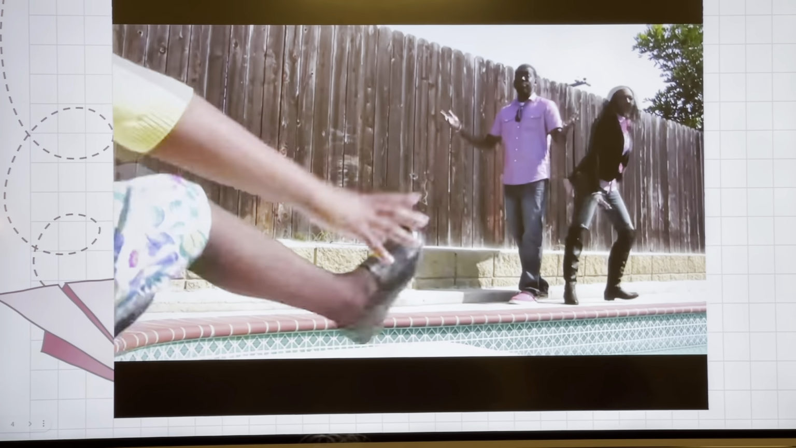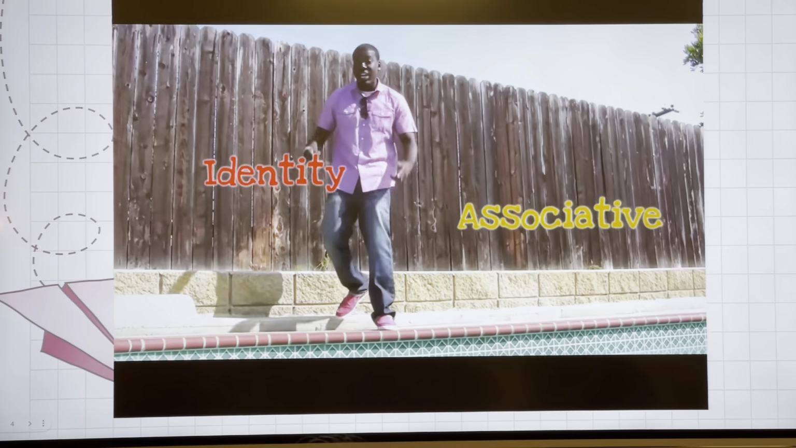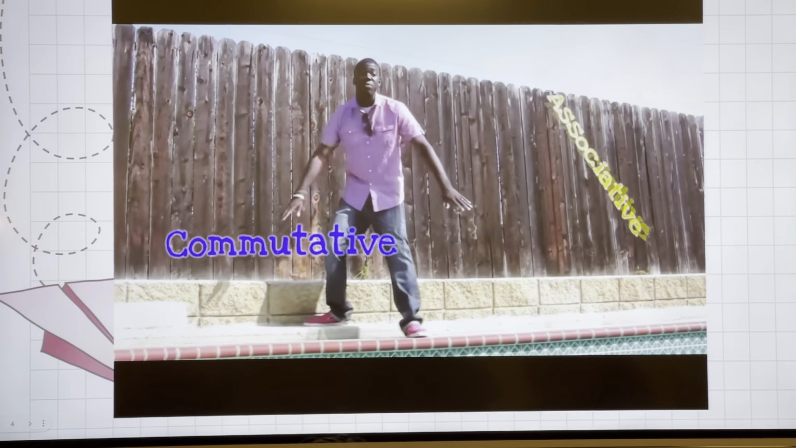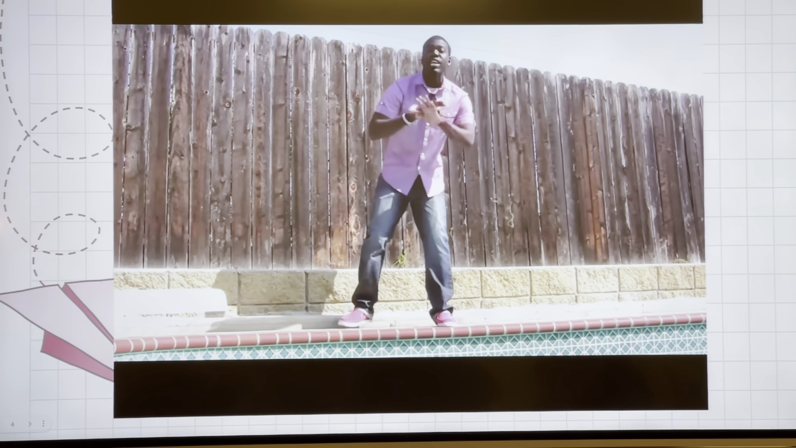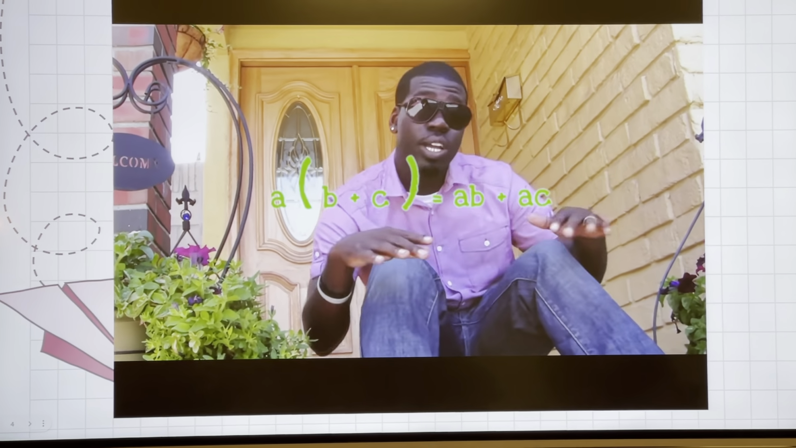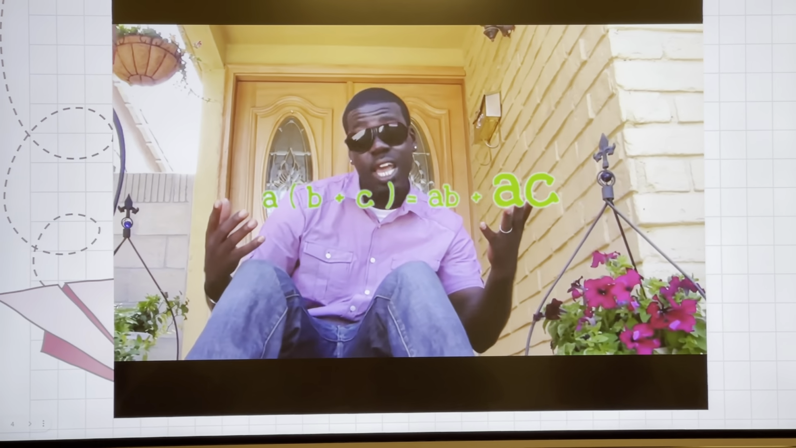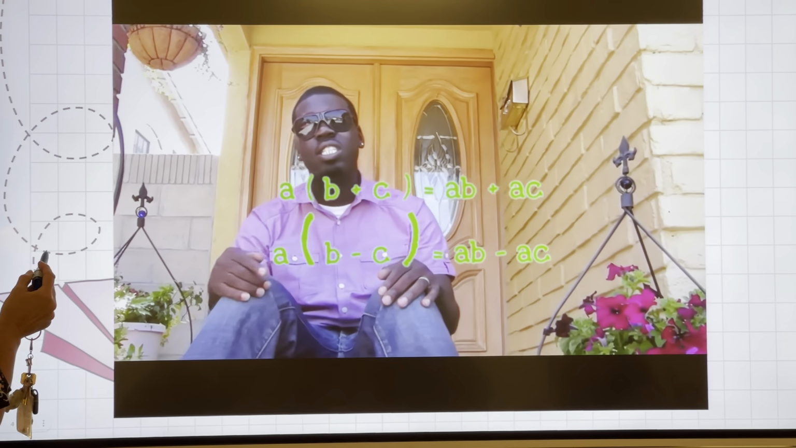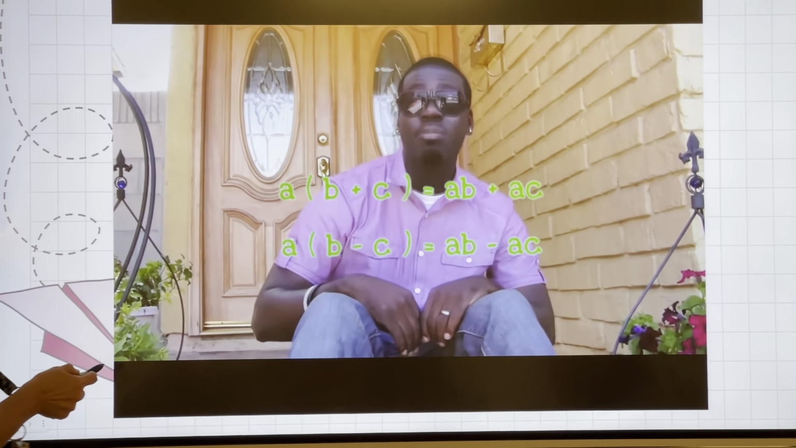Yes, just like Monopoly, there's identity and associative. We got commutative and distributive. That's just the way it is. You got to learn it, kids. Last one up, and that's distributive. It goes A times the quantity B plus C equals A times B plus A times C, or A times the quantity B minus C equals A times B minus A times C.